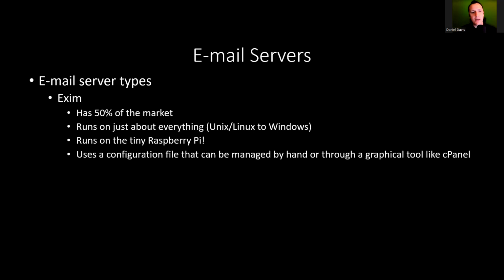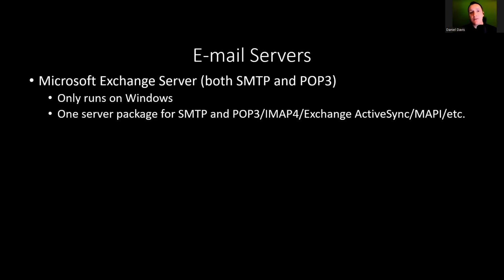Email servers. There are a few types, but we're only going to focus on some of the biggest ones. Exim has 50% of the market and runs on just about everything. You can run it on Linux or Windows, and on hardware like a Raspberry Pi. It's pretty versatile and compatible with a lot of things. Microsoft also has its own Microsoft Exchange server, which uses both SMTP and POP3 and only runs on Windows devices, so it can't run on a Linux server.